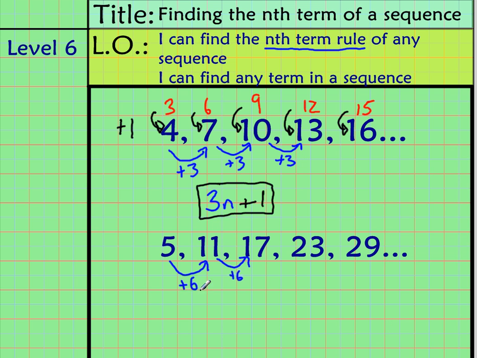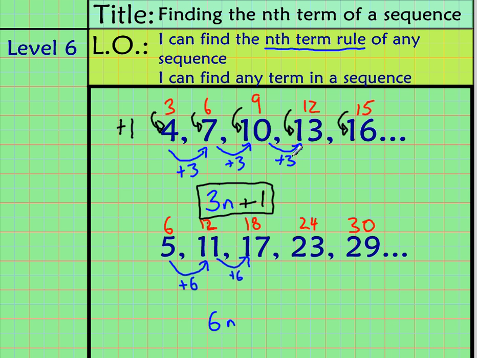So that tells me two things. The first thing it tells me is to write 6 next to the n. The second thing it tells me is to write which times table up above here? Yeah, the 6 times table. 6, 12, 18, 24, 30.